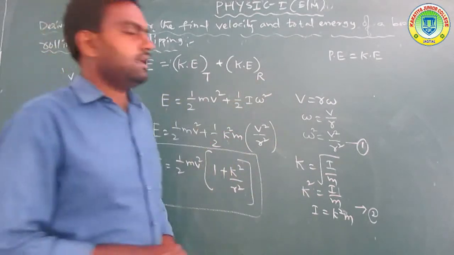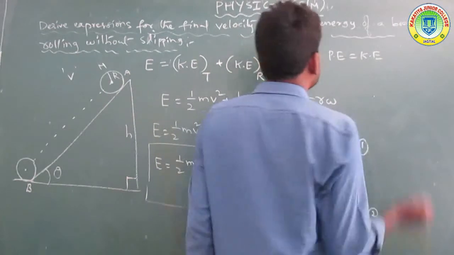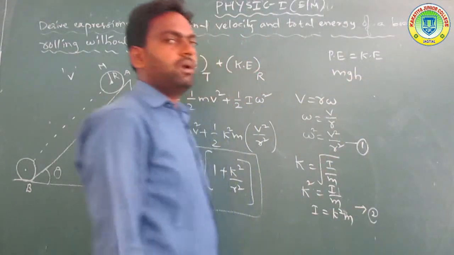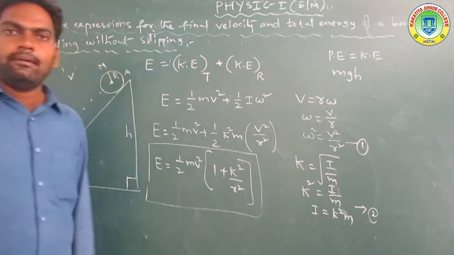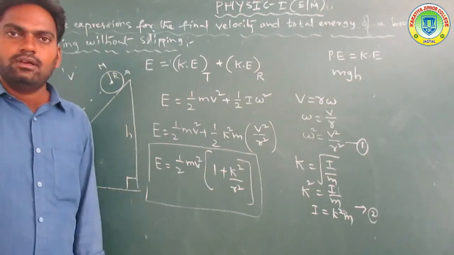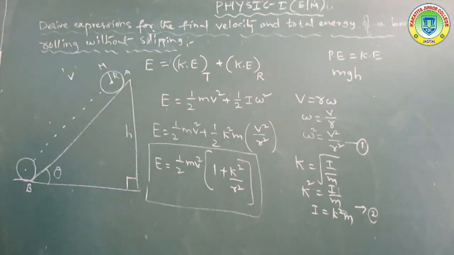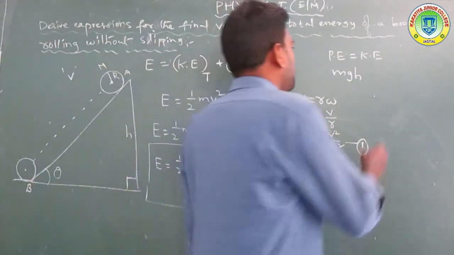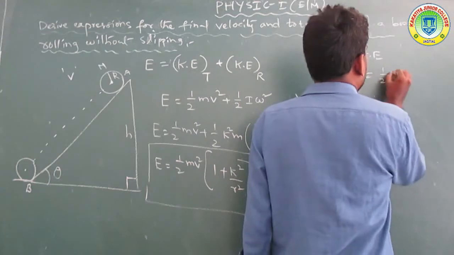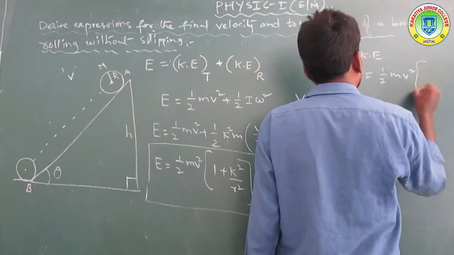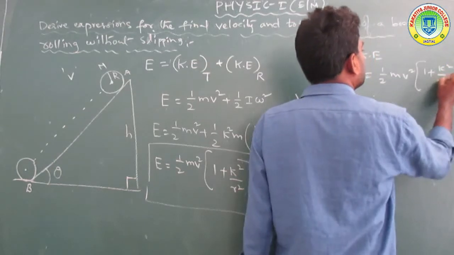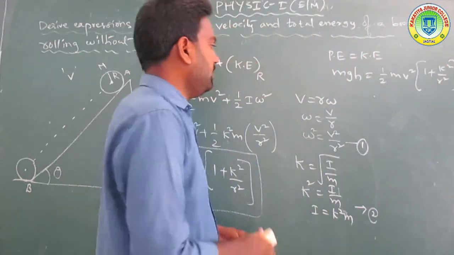Now, the potential energy at point A is mgh. That is equal to the kinetic energy. The kinetic energy, to find out, E is equal to half mv square into 1 plus K square by R square.